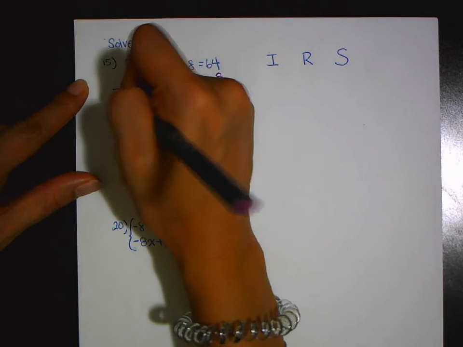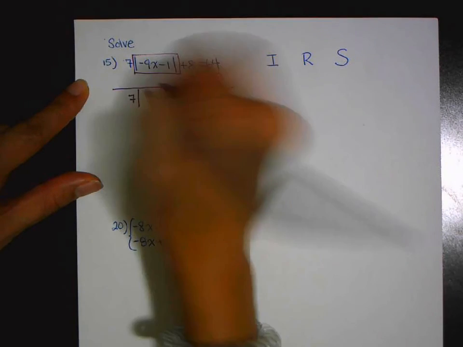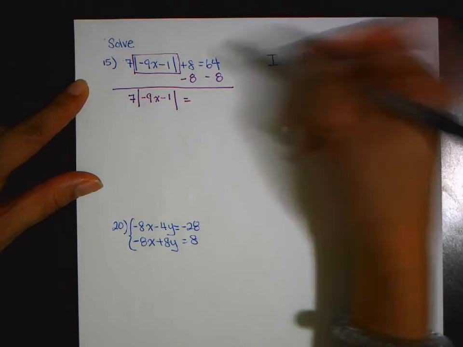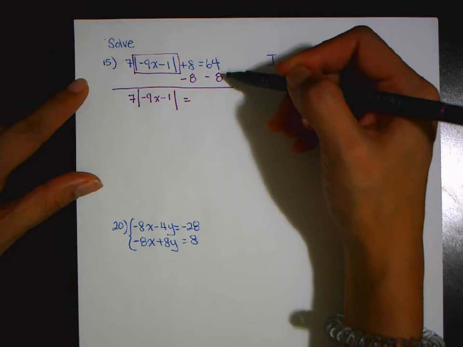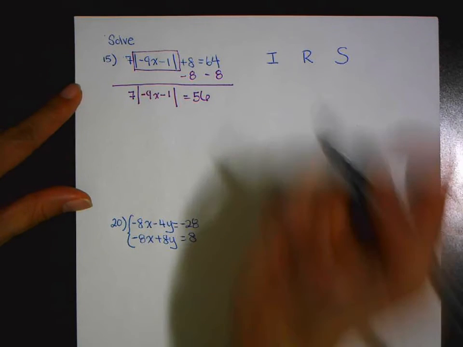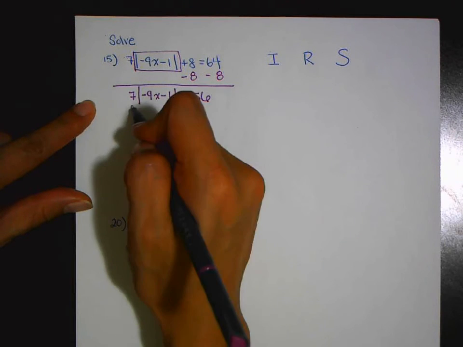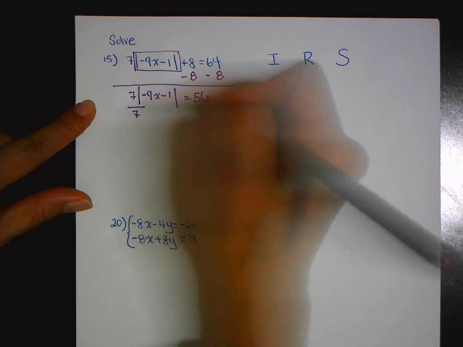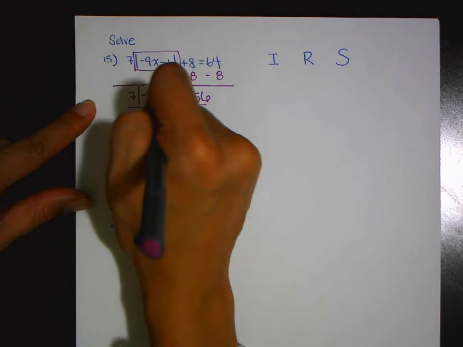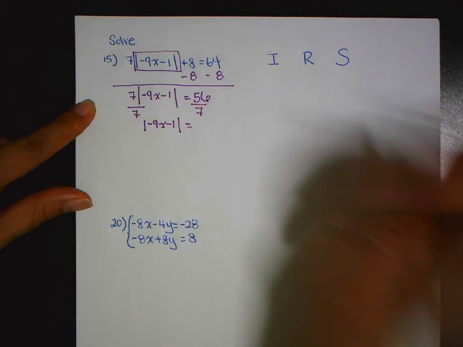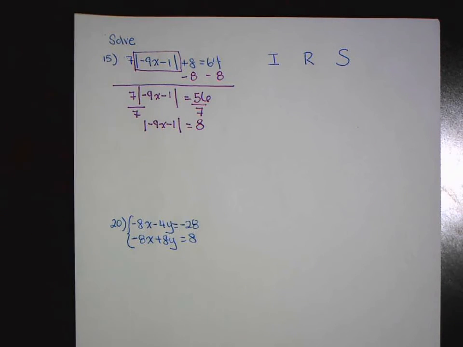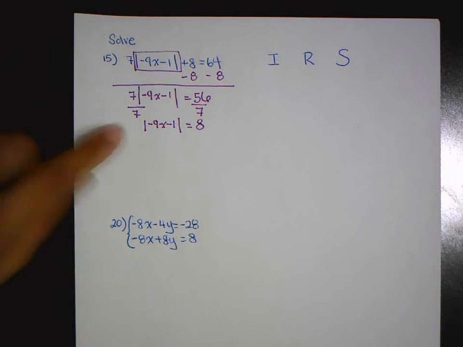So that's going to give me 7 times absolute value of negative 9x minus 1 equals, let's see, 10 minus 8 is 2. That would be 56. And then to get the absolute value by itself, I need to get rid of the 7. I divide by 7 on both sides. That's going to give me absolute value of negative 9x minus 1 equals 8. Okay, absolute value is isolated.